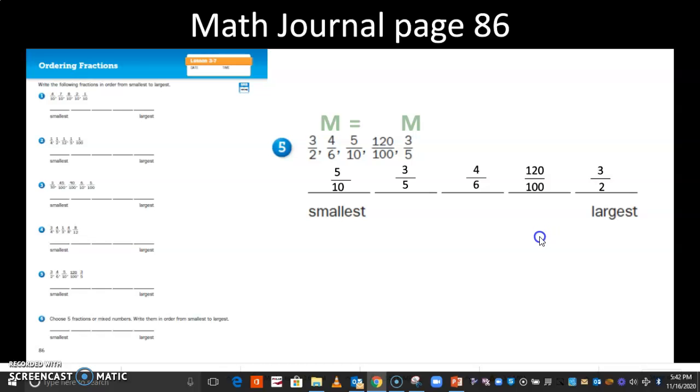All right, your job today is to finish the rest of page 86. We just did number 5 together. If you need to go back and watch anything again because it went a little too fast, feel free to do that. Pause if you need to. Write anything down that you need to in your math journal, and then join me on Zoom for any questions. Okay, thanks, guys.